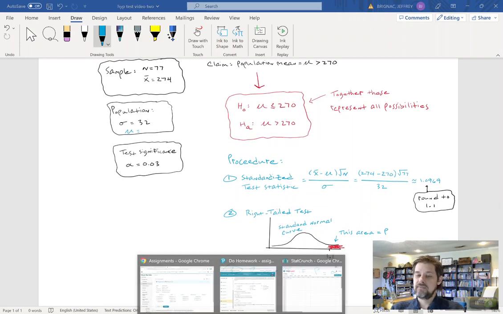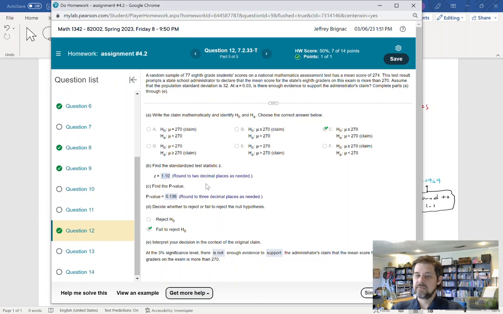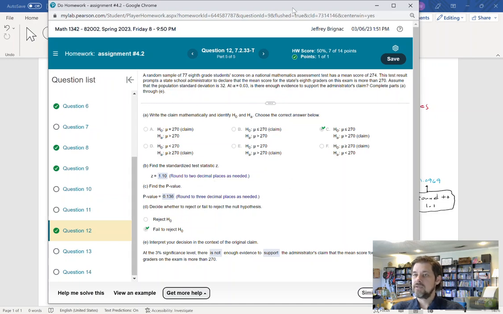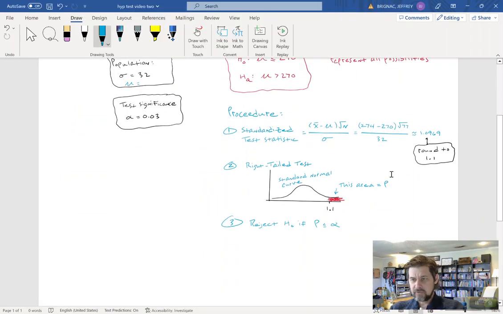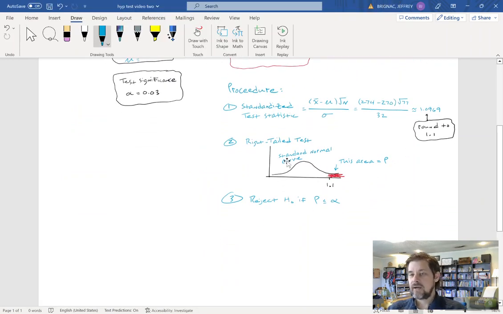I notice in MyMathLab it says to round to 2 decimal places, so if I have 1.09, then that's going to be 1.1. All right. Now, from there, here's what we do. I go to the standard normal curve, and that's the normal curve with a mean of 0 and a standard deviation of 1. And this is a right-tailed test.